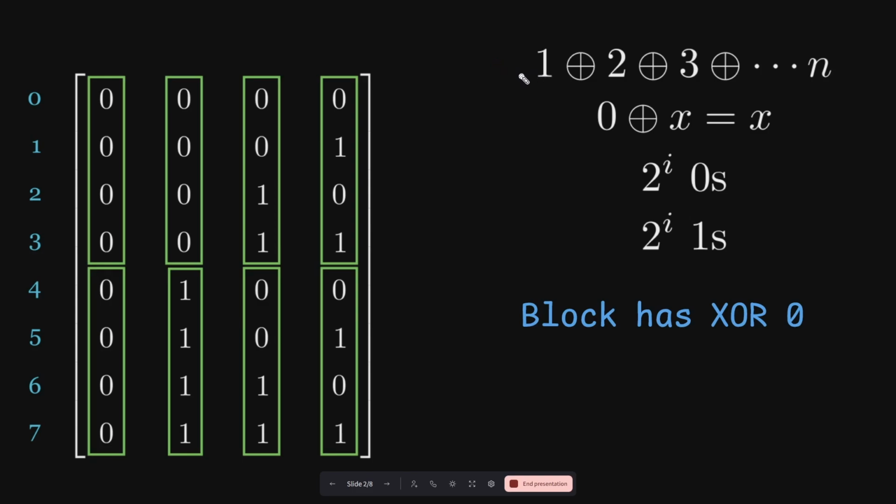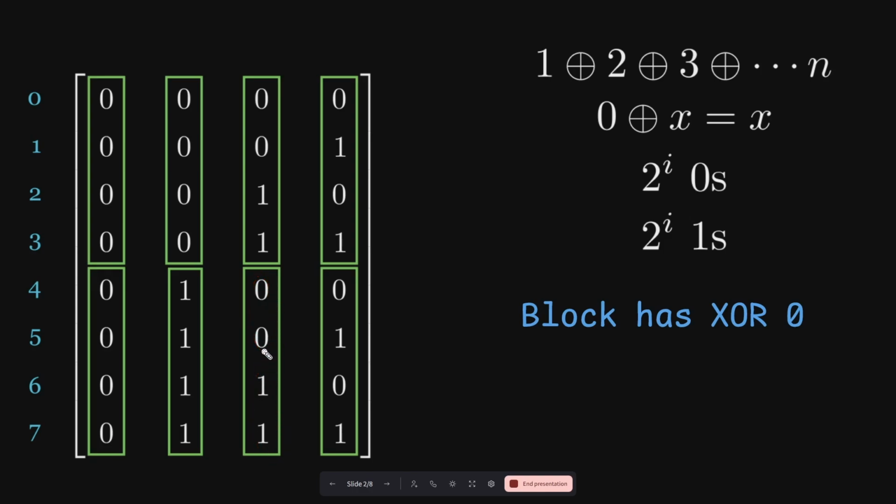Then let's create a matrix where the ith row of the matrix would contain the binary representation of integer i, and this matrix is 0 indexed. In this matrix, for any bit position i, you can notice that it follows a pattern of 2 to the power i zeros, followed by 2 to the power i ones, followed by 2 to the power i zeros, followed by 2 to the power i ones.